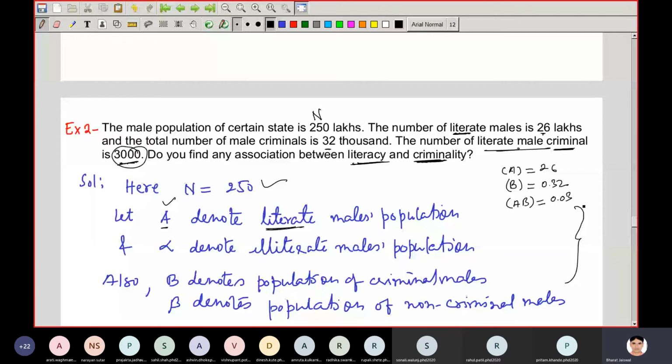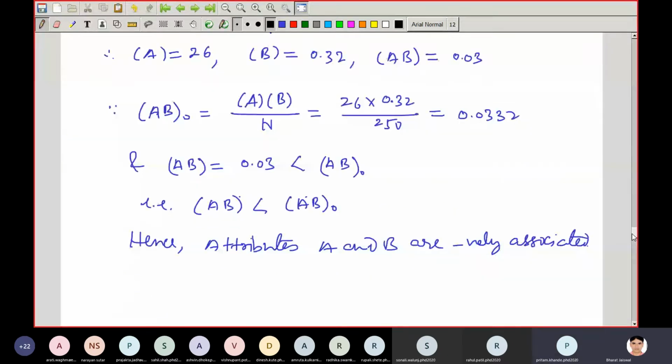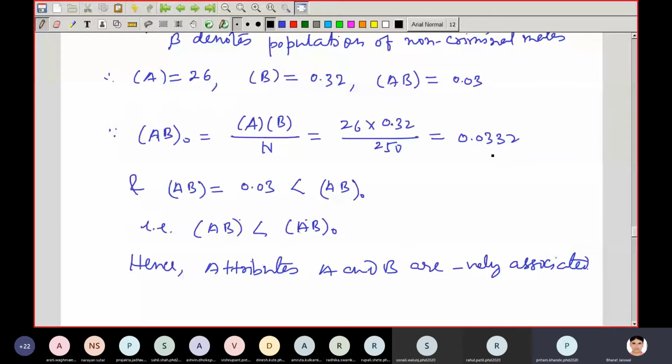कैपिटल N इज 250 लाख। तो सब कुछ तो मिल गया हमारे पास, तो हम क्या कैलकुलेट कर लेते हैं? AB over naught कितना होगा? A इंटू B अपॉन कैपिटल N। तो ये हो जाएगा 26 मल्टीप्लाइड बाई 0.32 अपॉन 250। ओके, और ये अप्रोक्सीमेट, लेट अस सी, एंड दिस इज अप्रोक्सीमेटली 0.032 which is less than 0.3.